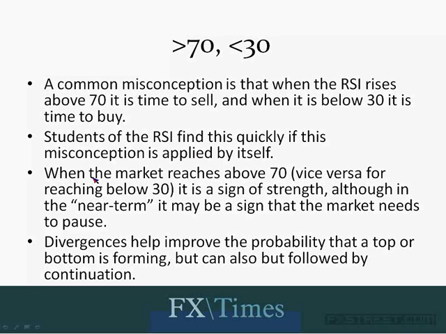When the RSI reaches above 70 or below 30, it is actually a sign of strength, either bullish strength when it goes above 70, or bearish strength when it goes below 30. In the near term, we may have a sign that the market needs to pause, as it is an overbought or oversold signal, but that doesn't always translate to a reversal. Divergences help improve the probability that a top or bottom is forming, but can also be followed by continuation.